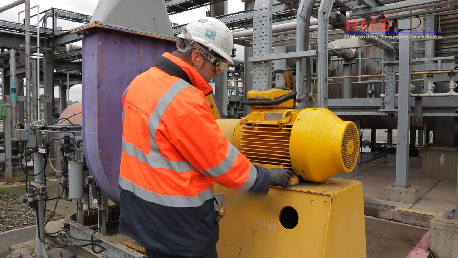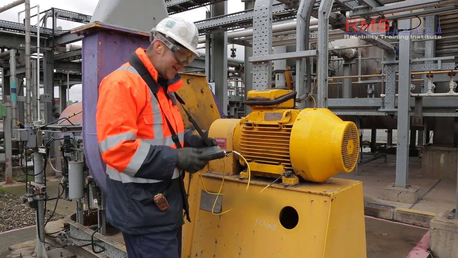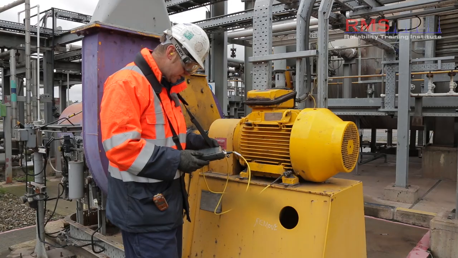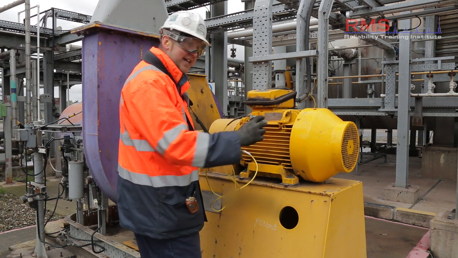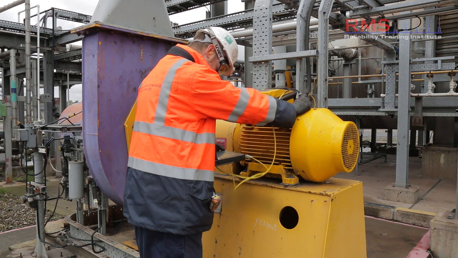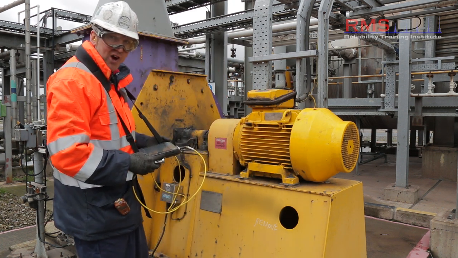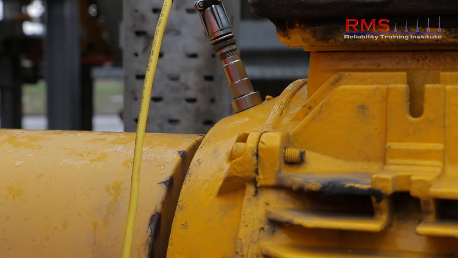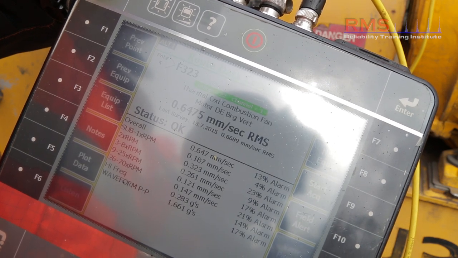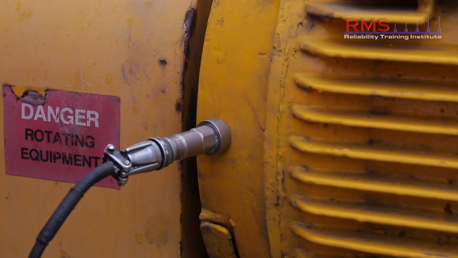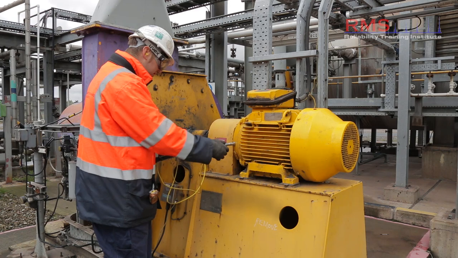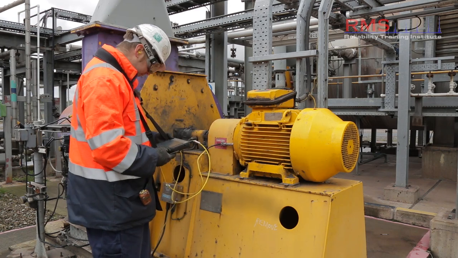I'm going to start at the back end of the motor. It's not the easiest one, this. Got good data there, no alarms. I'm going to go to the vertical non-drive end. Now we're going to the motor drive end vertical. Again, good levels, nothing in this yet. Drive end, that's okay, horizontal. I'm doing an axial.